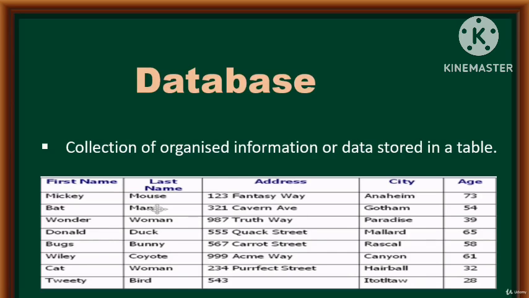So this is basically a table, and a table consists of columns. The columns are the ones across in blue, and it also consists of rows. These rows are known as records. So each record is unique in a table.